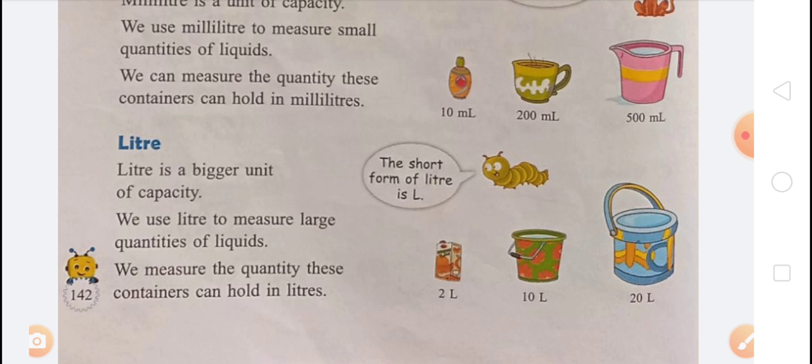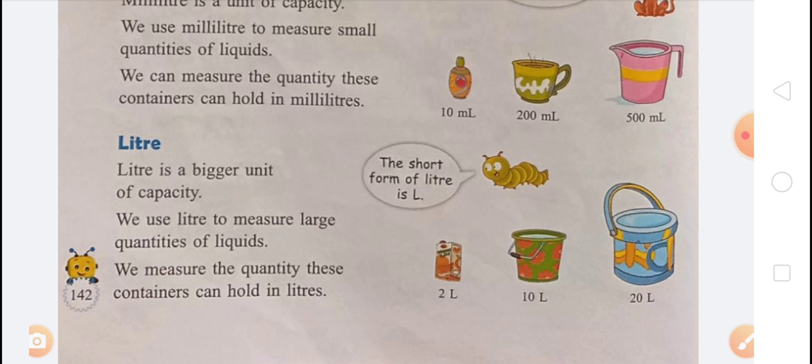Liter is a bigger unit of capacity, and we use liter to measure large quantities of liquid, like any bottle of oil that can hold more than 2 liter, and a bucket that can hold 8 to 10 liter water, and any tanker, any container that can hold 100 to 500 liter water.